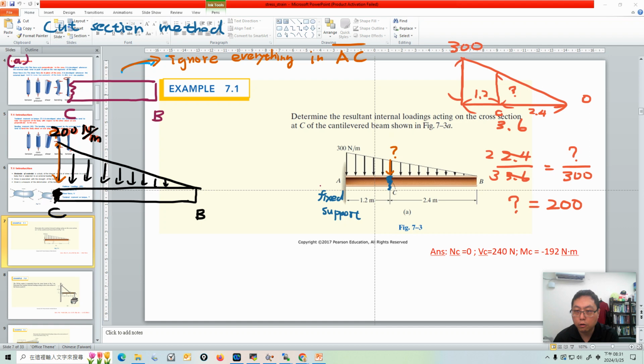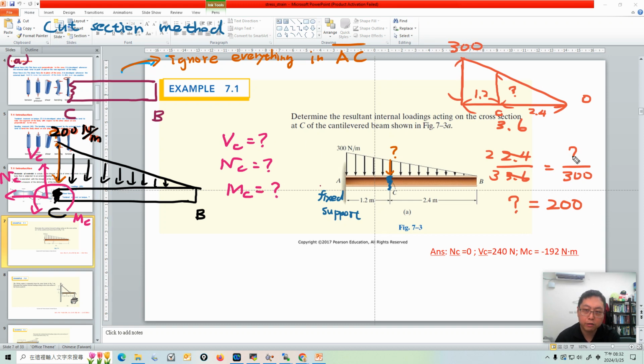Next, in section C, what forces do we have? Typically the internal forces: we have the normal force and also the shear force. The symbol for the shear force is V in this textbook. We have the normal force at C, and also a moment at C. So the question is, what is VC? What is NC? What is MC? So how to calculate this?